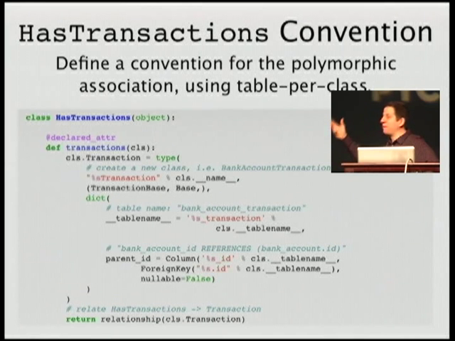So that class comes in, it's called bank account. This will create a new class called bank account transaction. And then within the new class, you have this dictionary, which is the class dictionary. And it'll define for it a table name that's derived from the bank account table. And it'll give it a column that's a foreign key back to the parent.